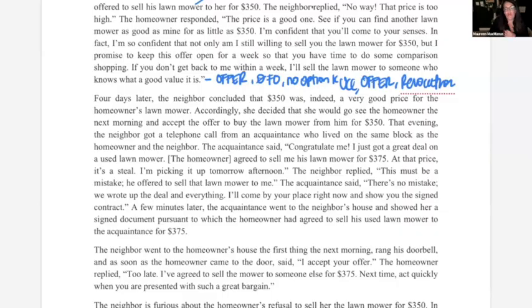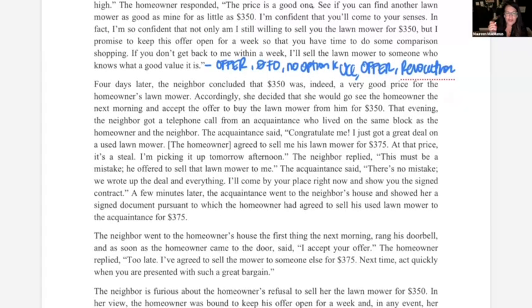And one thing that you have to watch out for, in particular in MBE problems, we see this a lot, but something you have to watch out for is the revocation and is the acceptance valid? So I always say, okay, revocation, question mark, is it a valid revocation? This is indirect, which is totally okay. All right, let's keep going. The neighbor replied, this must be a mistake.